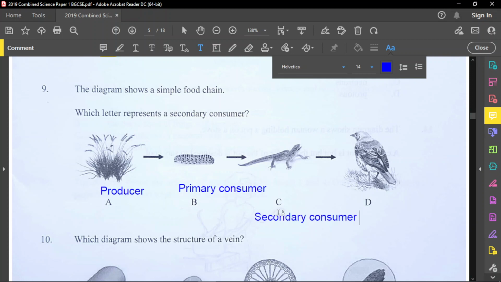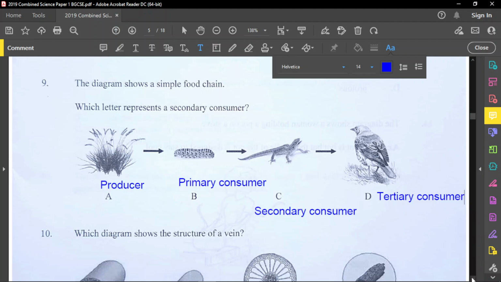And then D will be our tertiary consumer. Now, a point to make here is that in this food chain we have four trophic levels. A trophic level is each level of the food chain. So the producer is the first trophic level, the caterpillar is the second, the lizard is the third, and the bird is the fourth. So there are four trophic levels in this food chain.